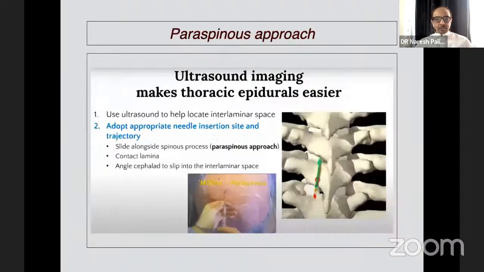And the other approach is the paraspinous approach. Slide alongside the spinous process, contact the laminae, and angle cephalad to slip into the interlaminar space. I'll show a short video about this to give a better idea about this paraspinous approach. This approach is one we are many times using when we think that we are using a midline approach, but we are in the paraspinous approach.